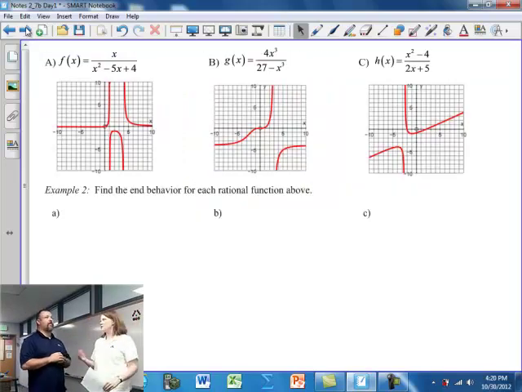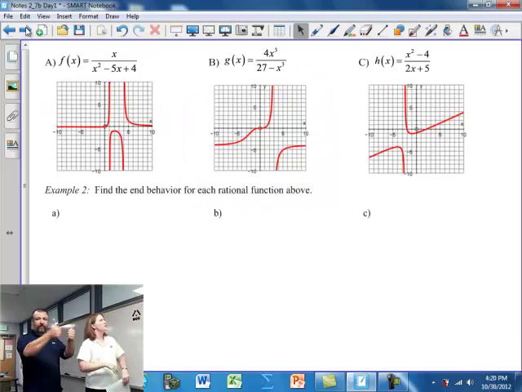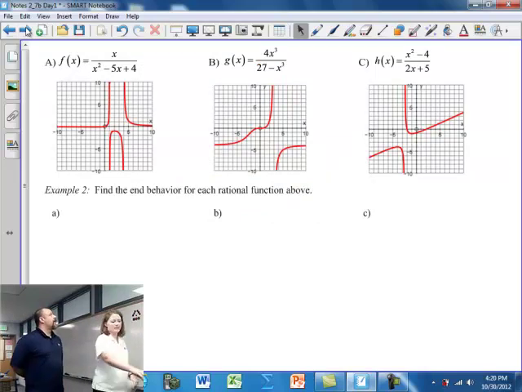So let's look at some rational functions. We have 3 examples for you, and all rationals can fit into any of these 3 categories. So let's look at letter A. What do we notice? We have a very strange graph. Isn't it cool? What do you notice?